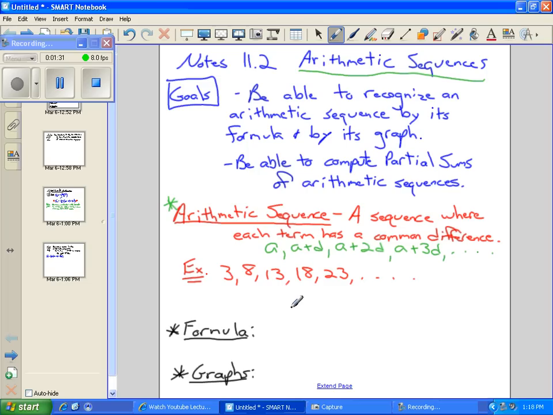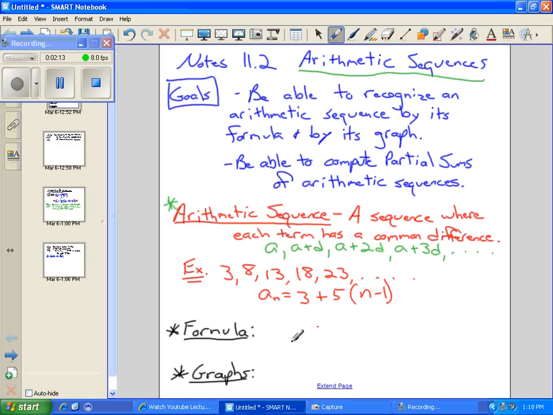So if we wanted to write an equation that fit this, we have our notation here. A of n is going to equal our first term plus whatever that common difference is, which is 5, times whatever term you're looking at minus 1. That would be an equation that fits this arithmetic sequence. Now this form works for every arithmetic sequence. The 3 and the 5 are going to change depending on where you're starting and what your common difference is.